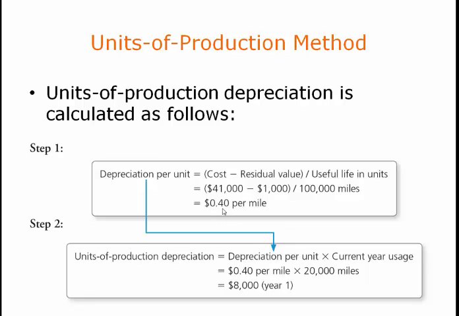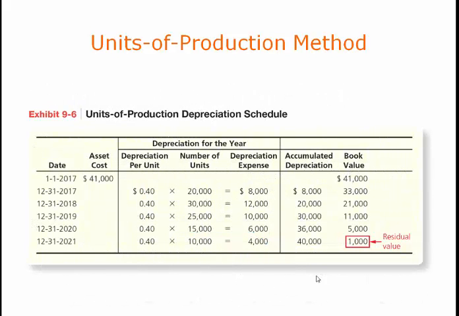In the first year, these numbers here, this 20,000, isn't what they expected to do. That's what they actually did, so be careful with that. It says current year usage. It says 20,000, but it's really the actual miles that they ran that truck in the first year, not the expected, which you would have seen from the other slide. So in year one, the depreciation is $8,000. And here's how it looks for the remaining years.